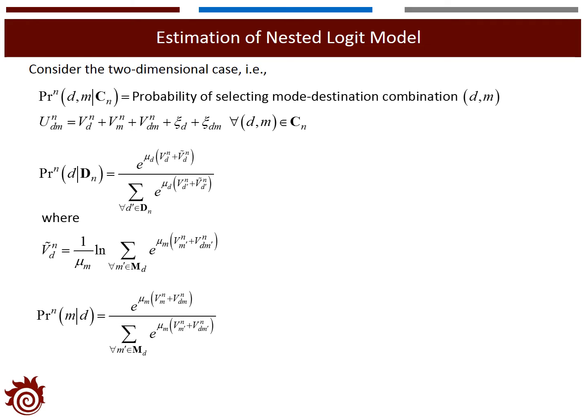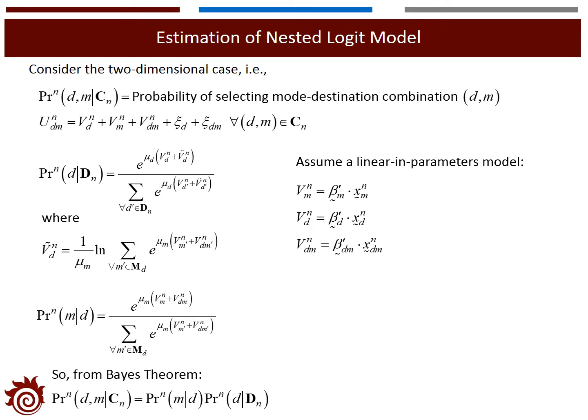Also, we derive the conditional probability of the mode M given the destination D. Then with the Bayes theorem, we can find out the joint probability as the product of the conditional probability and the marginal probability.